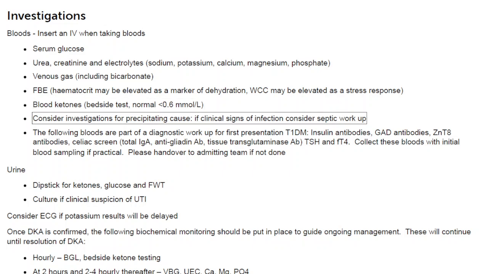Consider investigations for precipitating cause. If clinical signs of infection, consider septic workup. The following bloods are part of a diagnostic workup for first presentation of T1DM: insulin antibodies, GAD antibodies, ZnT8 antibodies, celiac screen, total IgA, antigliadin, tissue transglutaminase, TSH and FT4. Collect these bloods with initial blood sampling if practical. Please hand over to the admitting team if not done.